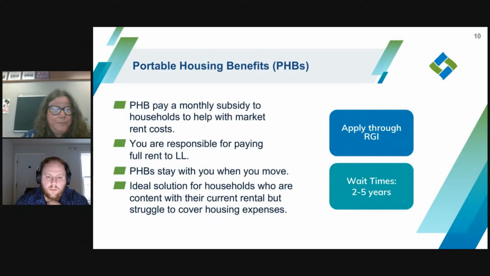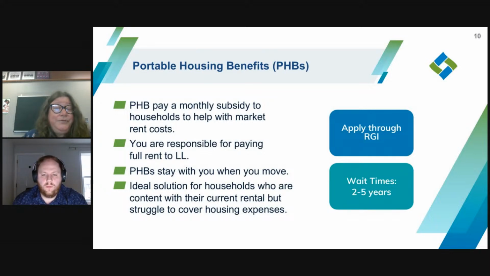Another big component of our programming is portable housing benefits, and portable housing benefits are exactly what their name implies. This is a benefit that is paid directly to a tenant household that allows them to use it, in the case of the municipal benefit, anywhere throughout the municipality. So you're able to move it as you move. You may have gotten it to start in Wallaceburg and have decided to move to Palmyra, and the benefit goes with you. Every year you will be assessed for continued eligibility, and the benefit will go on as long as you remain eligible.